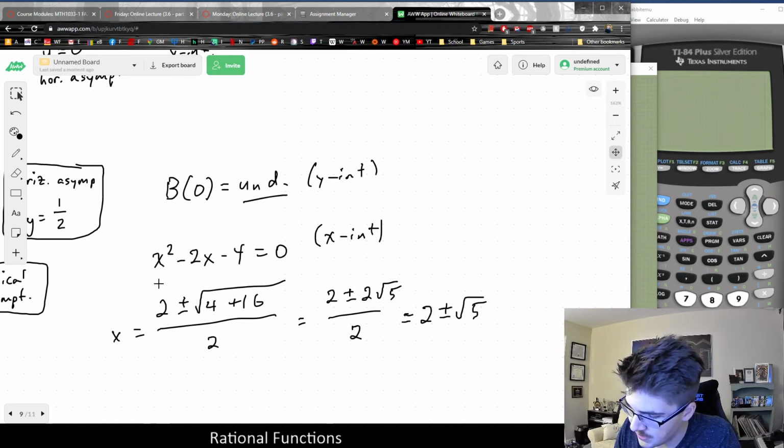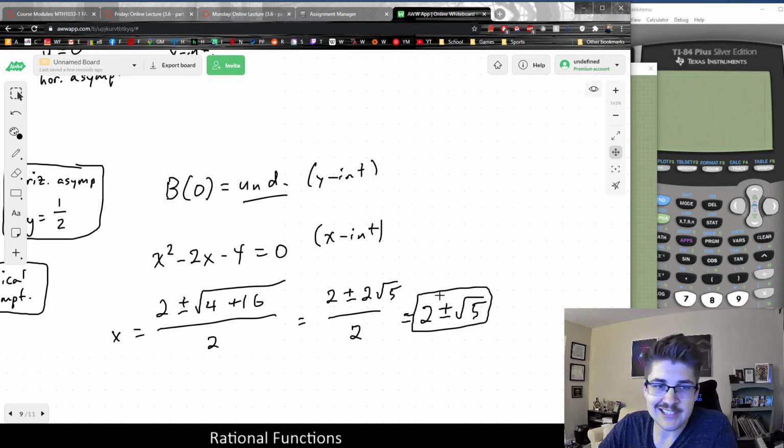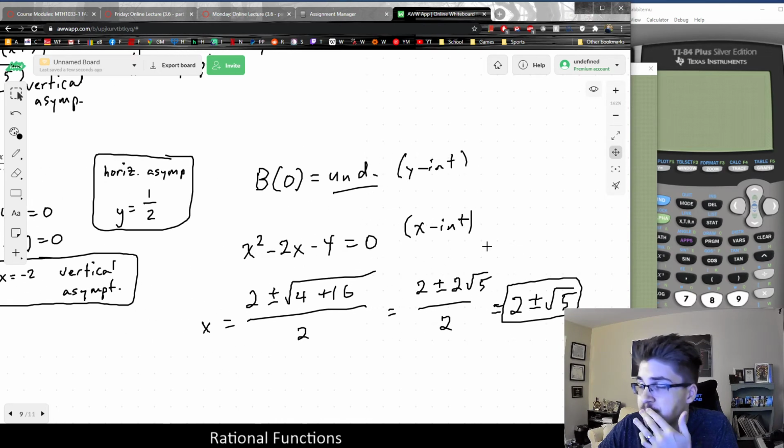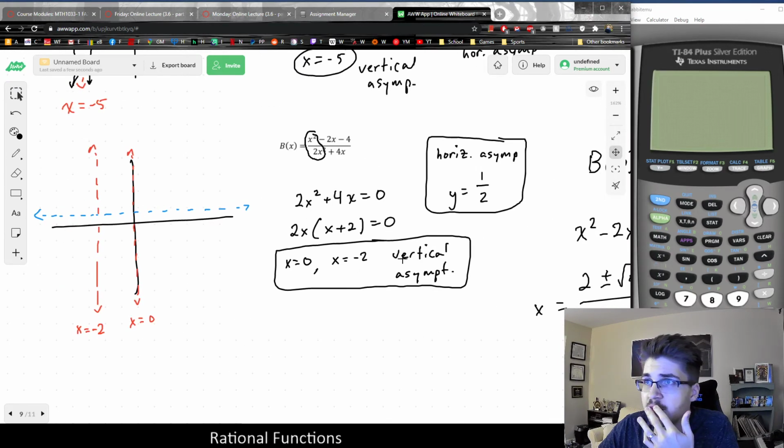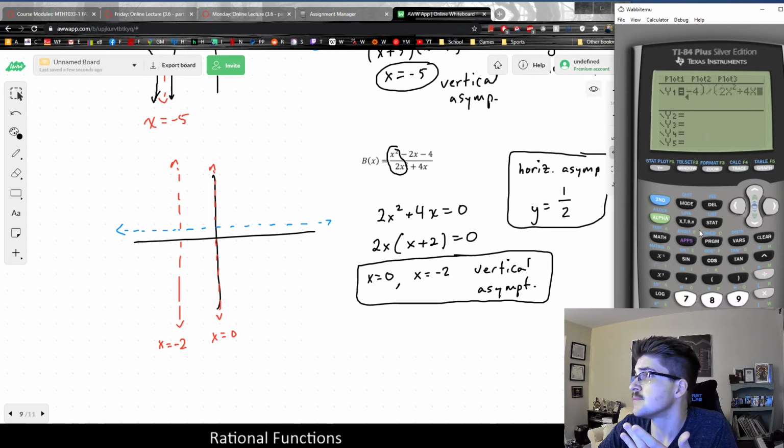And basically we could get those x-intercepts. In this case there's going to be 2 because it's degree 2, but they are irrational zeros, which is fine. It just means it's a little bit uglier. And of course you could use your calculator to find those as well. So now that we've figured all this stuff out, let's see if all of the information that we found was accurate by graphing it in our calculator. So we had x squared minus 2x minus 4 divided by 2x squared plus 4x.